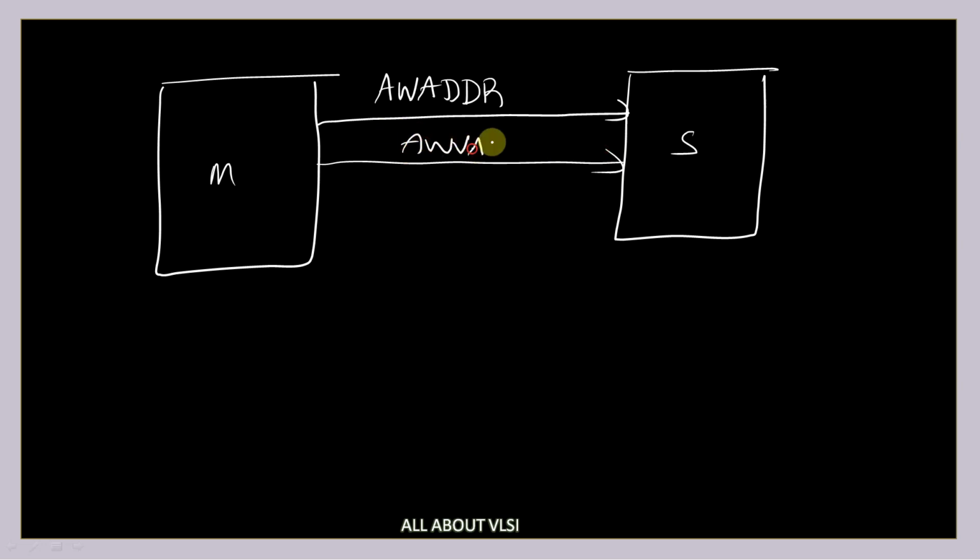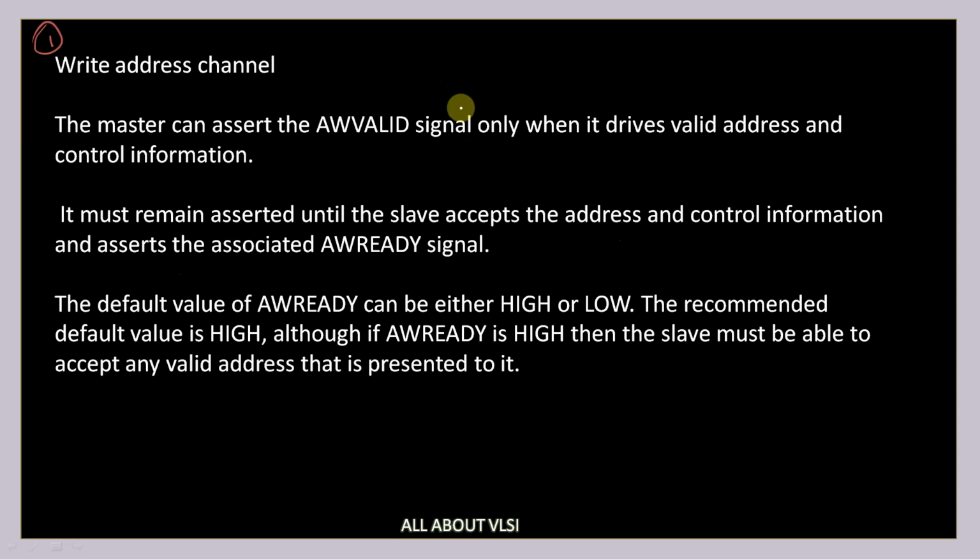Now after that, it is going to assert a signal which is known as AW valid, indicating the control information which is present is valid information. Okay. The master is going to assert this AW valid signal only when it drives valid address and control information. And this must remain asserted until the slave accepts the address and control information.